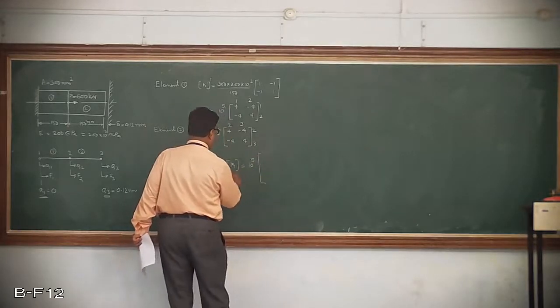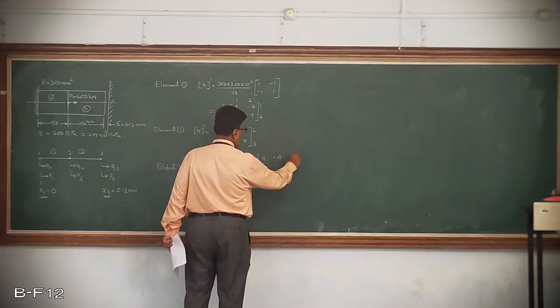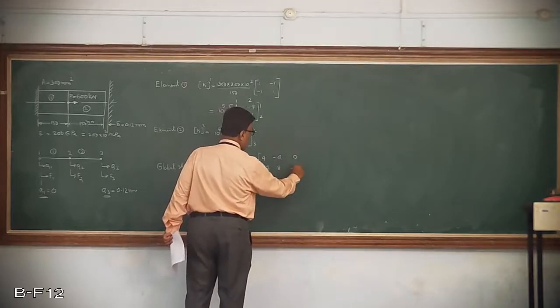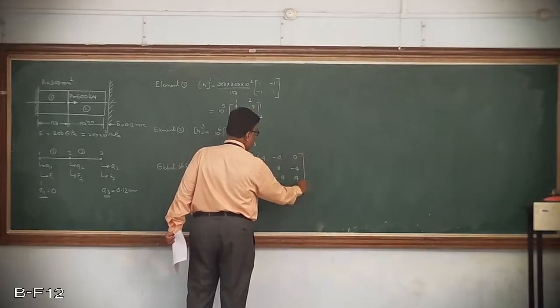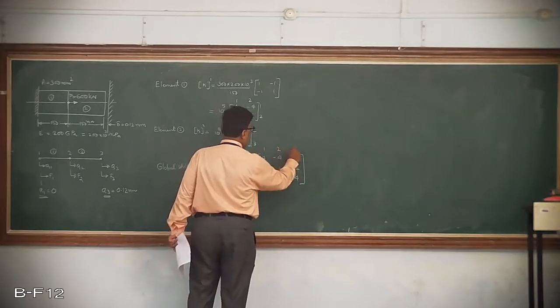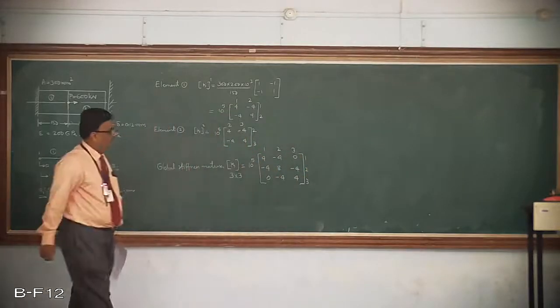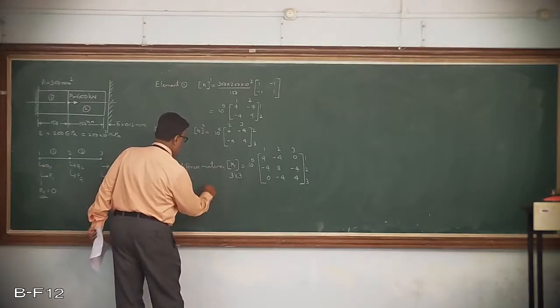This is of 3 by 3 size, which is given by 4, minus 4, 0, minus 4. Here 4 plus 4 is getting added. Here it is 0, here it is minus 4, and this is minus 4. So these are going to be what are called the global stiffness matrix. We will get this.